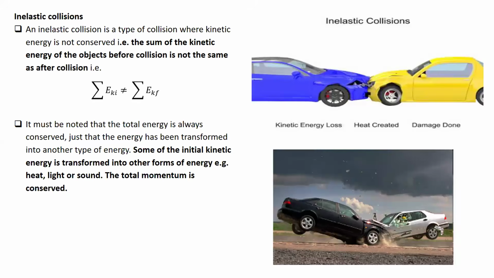But it must be noted that this is basically how the equation would look. So if you want to prove that a collision is inelastic, get the kinetic energies before collision and the ones after collision, and then see that the numbers are different, and that would show you that it is inelastic. If the sum of the initial and final are the same, then it's elastic. But if they are different, then it's inelastic.